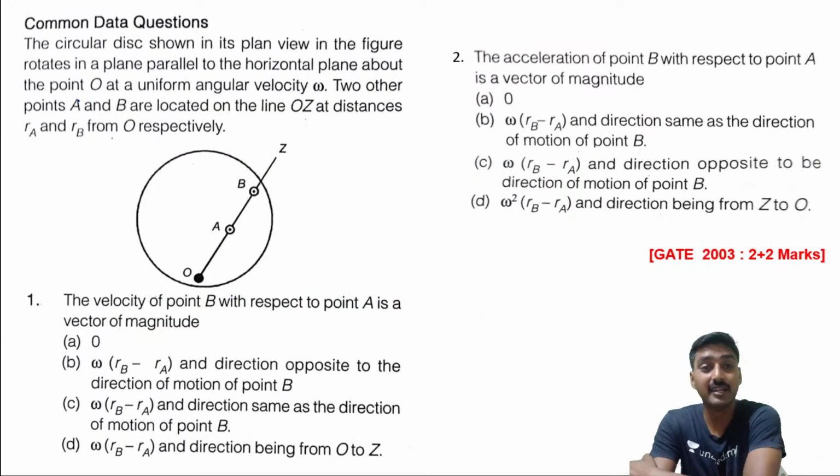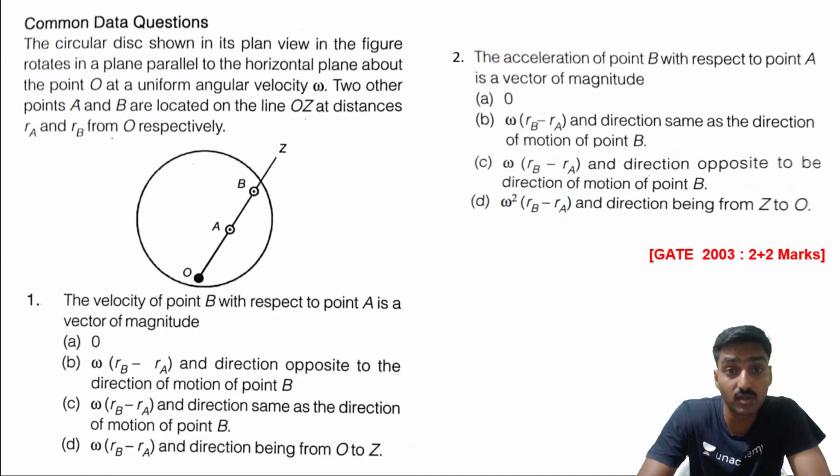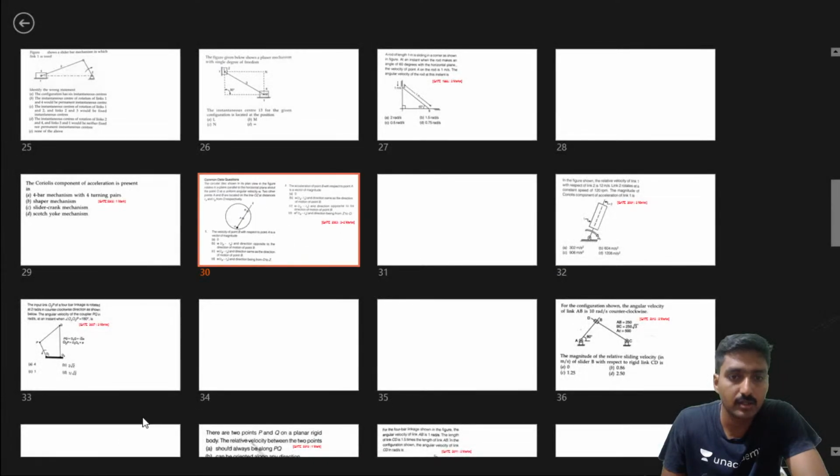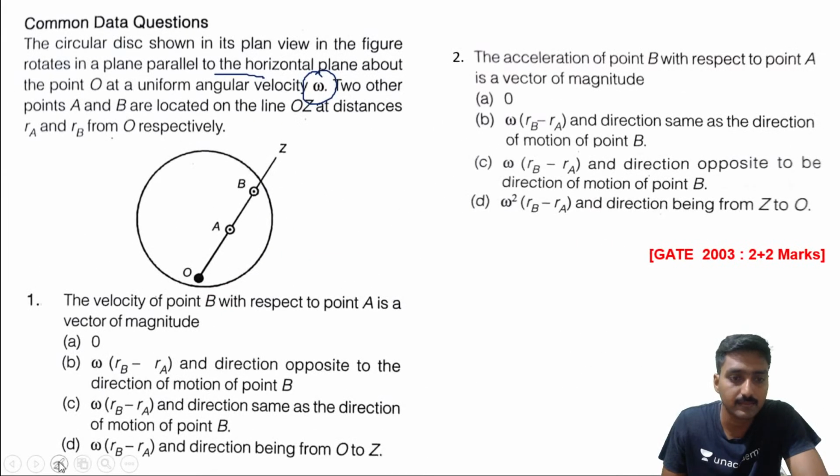Next question. Here, it's a common data question. So here we are going to calculate the common data question. It's 2 plus 2 marks, totally 4 marks for this question in GATE 2003. Within a single question, 4 marks. A circular disc shown in the plane in the figure rotates parallel to the horizontal plane above the point O at uniform angular velocity omega.